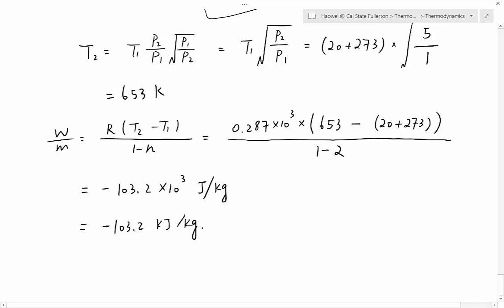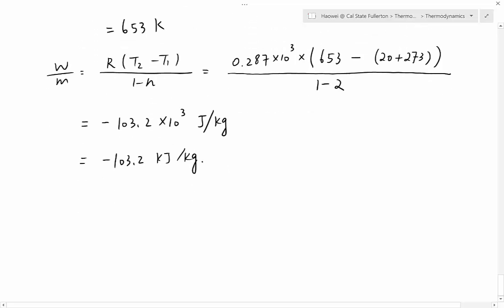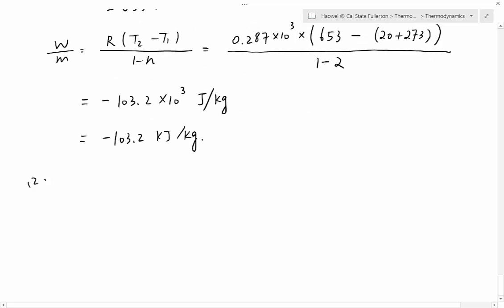And this number is negative. What does that tell you? If work is negative, that means the system consumes work. If work is positive, that means the system generates work. Okay, so that's part one, work per unit mass. And then we'll do part two. Part two is to look for heat transfer per unit mass.